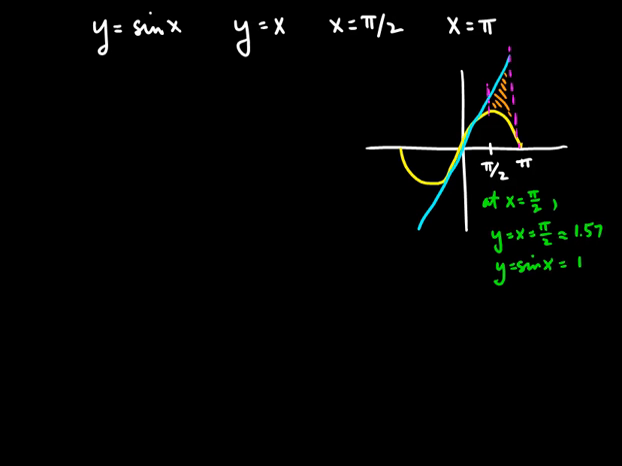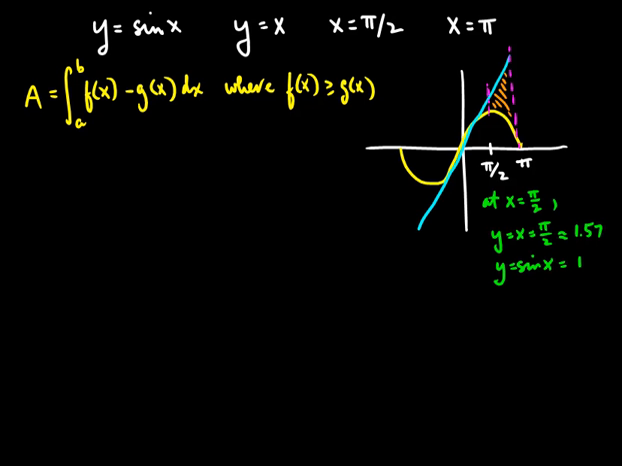Now, whenever we're looking for area between curves, it's important to remember our basic formula, and that is that the area between two curves is given by the integral from a to b of f of x minus g of x dx, assuming that f of x is greater than g of x. That means that the curve, whatever we call f of x, is above g of x. We always do top minus bottom, high minus low.